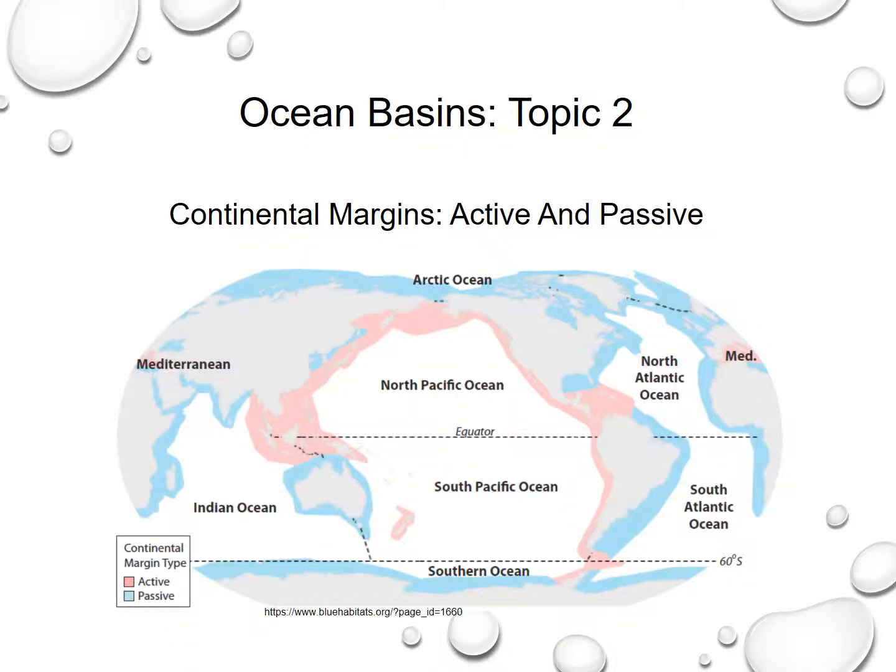Topic 2 of ocean basins, continental margins. Continental margins can be either active or passive. So in this map you see the active margins highlighted in pink and the passive margins highlighted in blue.